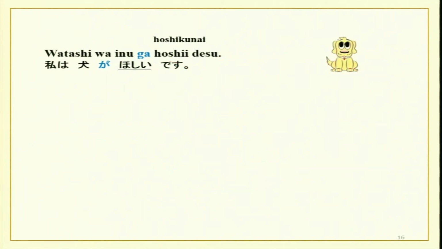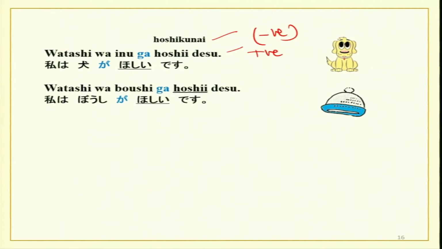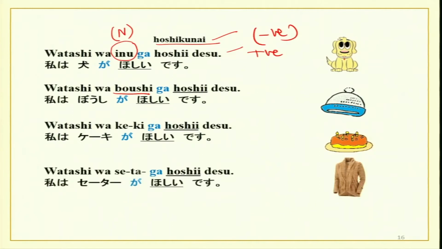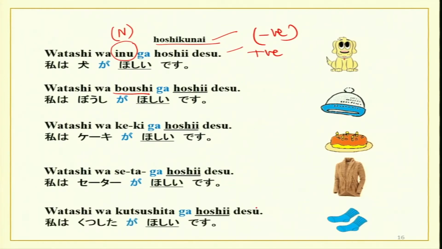Now, you can practice. Watashi wa inu ga hoshii desu. Watashi wa inu ga hoshiku nai desu. Positive and negative. I am sure you can understand this. This is just for practice. Watashi wa boshi ga hoshii desu or hoshiku nai desu. So, in place of inu, any noun can be put. Boshi, keiki ga hoshii desu. Tanaka-san wa seita ga hoshii desu. You know that he wants, he is right here in front of you, you are telling somebody hoshii desu. So, again you can see any noun can be replaced.